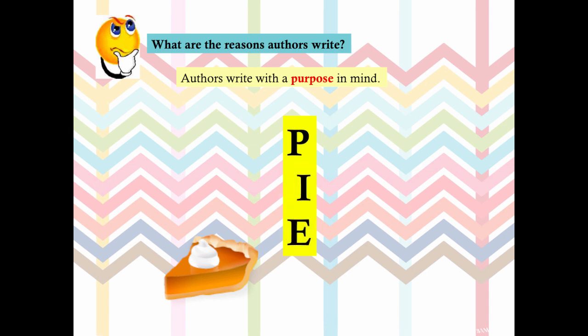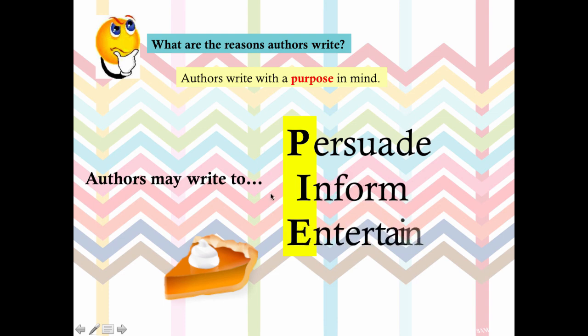Pie, P-I-E. So when I ask myself, what are the reasons authors write, I can remember that authors may write to persuade, inform, or entertain. And I can always remember those three types of writing if I remember pie. Persuade, inform, and entertain. Remember, persuade means you're going to convince someone to do something or maybe to see something from your point of view.